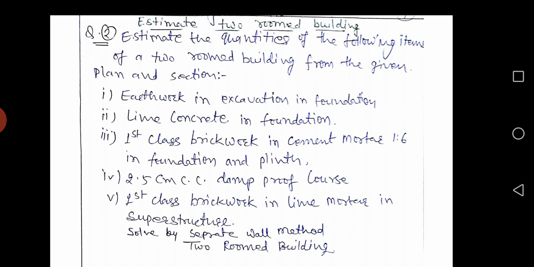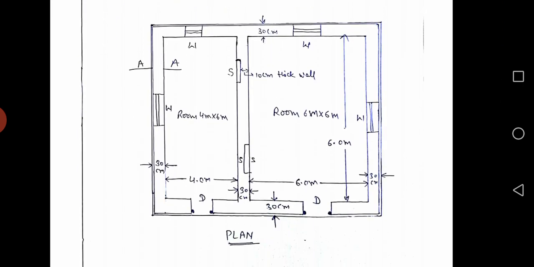In this question the plan and cross section are given. We first discuss the plan. There are two rooms, the first room is 4 meter into 6 meter and the second one is 6 meter into 6 meter, and in this building there are 4 windows in both rooms, 2 doors and 2 shelves. The shelf thickness is 20 centimeter and behind the shelf the wall is 10 centimeter thick, and all boundary walls and the middle wall are 30 centimeter thick.